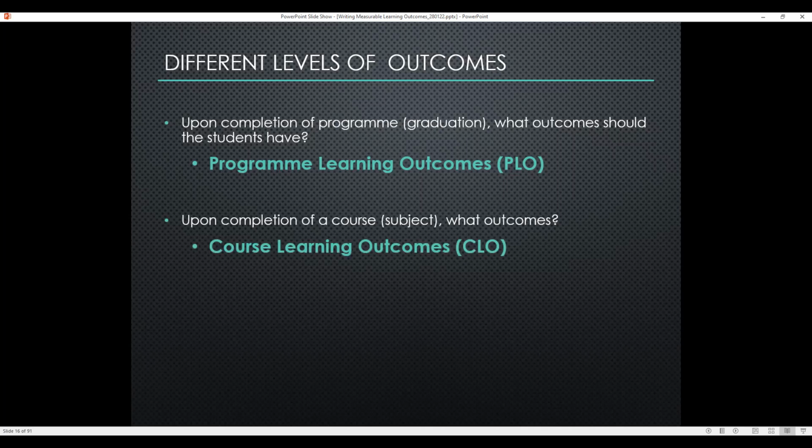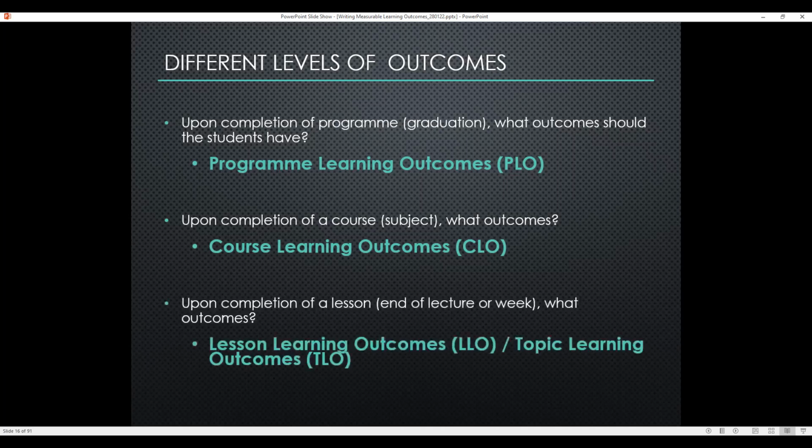So course learning outcomes is at the end of the course. Like I said, for us, usually it's about 12 weeks. At the end of the 12 weeks, this is what they achieve. That is the CLO. And then we have the lesson learning outcomes. Although sometimes they call it topic learning outcomes, I usually prefer to use lesson learning outcomes, because for certain subjects, some lessons can link to more than one course outcome. It's not just based on the topic.